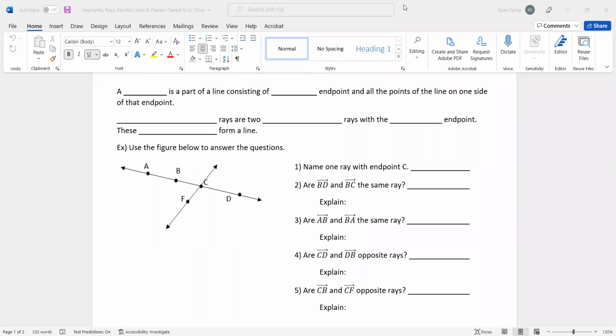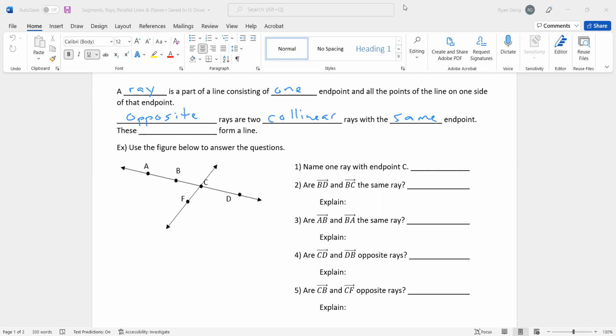Next part, so we just talked about segments. A ray is a part of a line consisting of one endpoint and all the points of the line on one side of that endpoint. And to go along with a ray, we have some things called opposite rays. Opposite rays have two parts to the definition. The first part: collinear rays with the same endpoint.